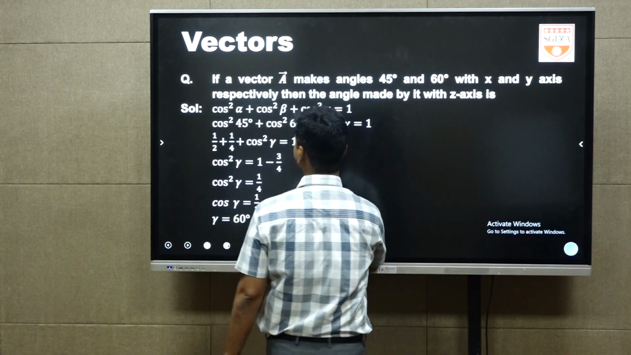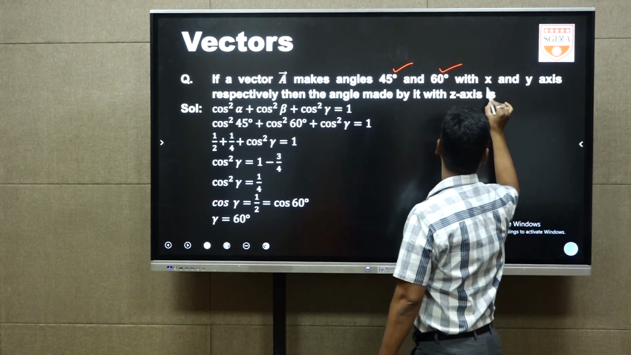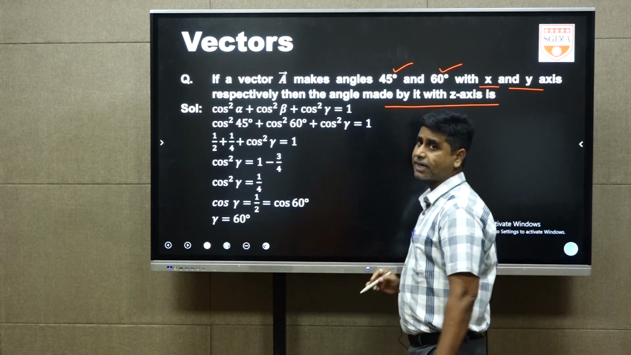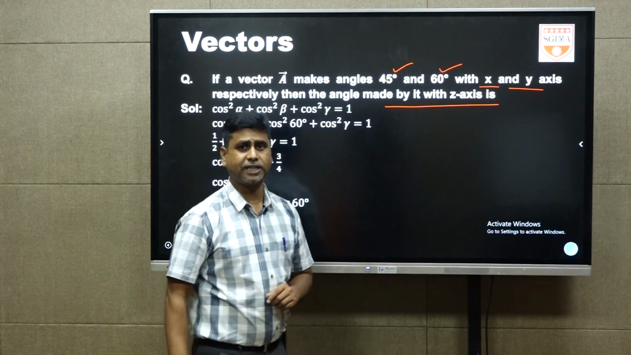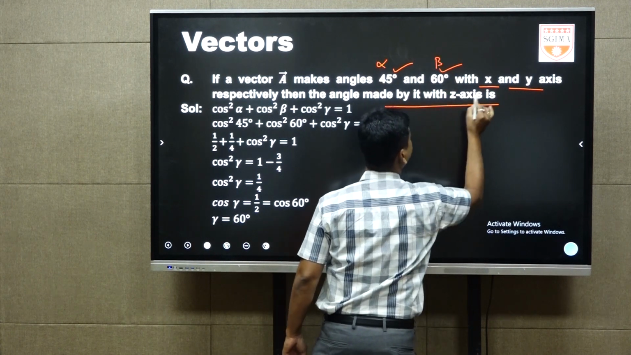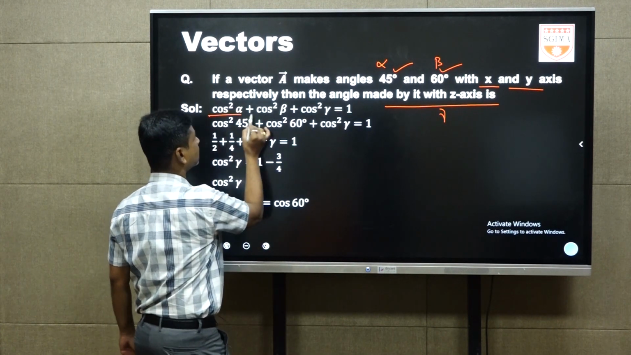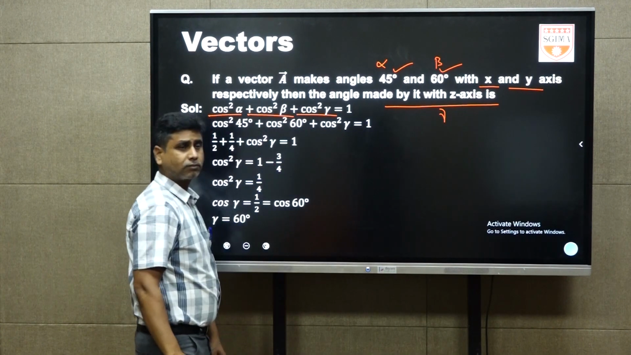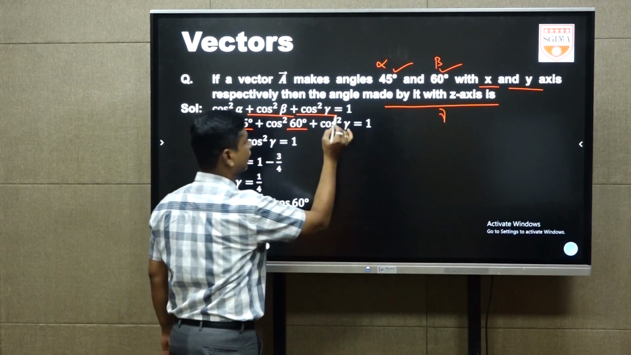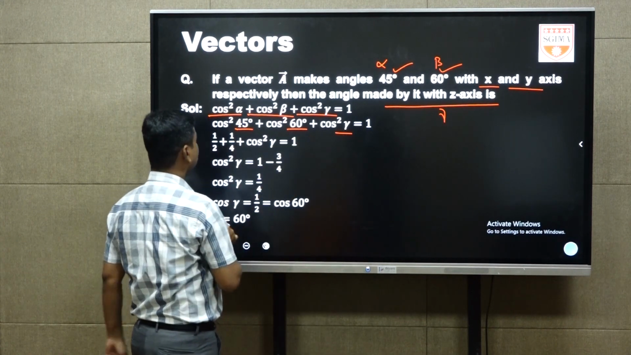For this, we will take one question. If a vector A bar makes an angle 45 degree and 60 degree with x and y axis respectively, then the angle made by it with the z axis is? What is the angle made with the z axis, they are asking. It means this is alpha, this value is beta, and they are asking the value of gamma. We know the formula, cos square alpha plus cos square beta plus cos square gamma equals 1. Alpha is 45, beta is 60, and gamma we need to find.